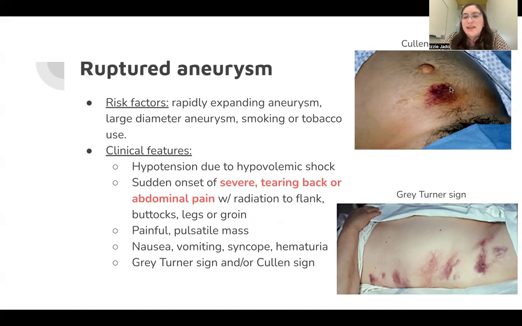is a Cullen sign. Both of these are basically just bruising, ecchymosis, that you would see on physical exam, but a Cullen sign is right there inferior to the umbilicus, and then gray Turner sign, you would see ecchymosis all across the flank area. So you can see this patient is laying on their back, or their hip, and then it leads back into the flank area. And this one is gray Turner, while the umbilicus one is the Cullen sign.